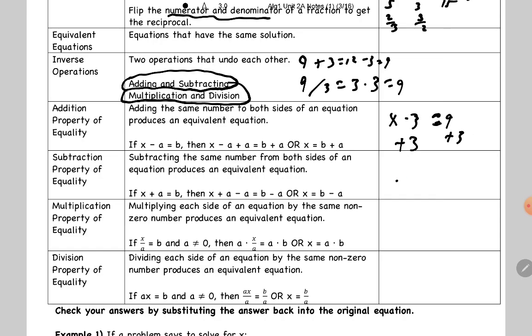This one says I can subtract from both sides as long as it's the same number. Multiplication says I can multiply any number to both sides as long as it's not 0. And same thing with division. I can divide both sides by a number as long as it's not 0.